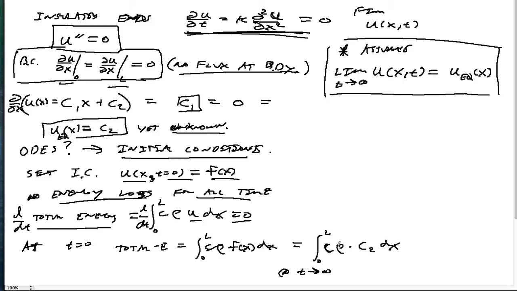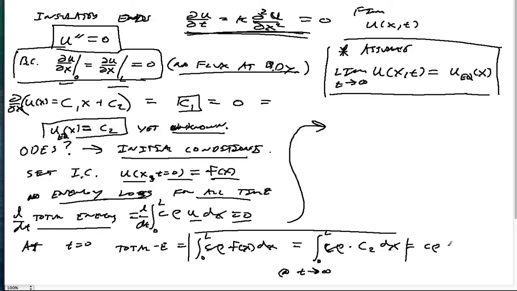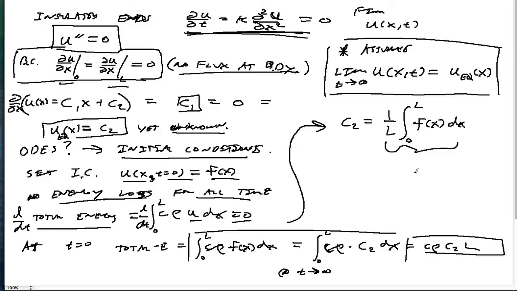the specific heat times the mass density times C2 dx. All right, so we can jettison these terms here and set them equal to each other because they're both the same. I'm going to write it up here then. And I can write that as C times rho times C2 L. So we can cancel the C and rho terms and determine then that C2 has to be equal to 1 over L, integral of 0 to L, f of x dx. And this, if we remember from our basic calculus, is the average temperature of the rod.